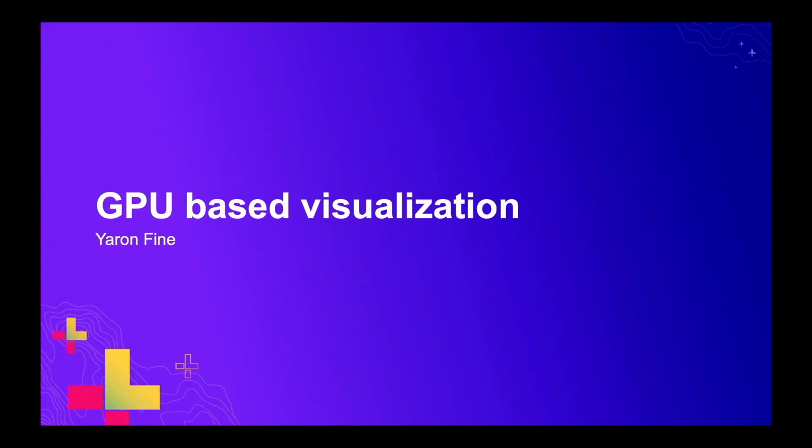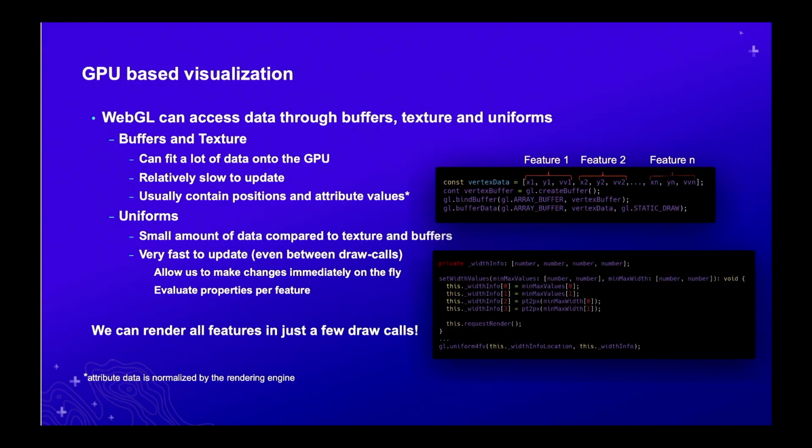All right, let's talk a little bit about GPU-based visualization. That's really the secret sauce for our API. So remember, I mentioned that the main data structures that will fit into WebGL are buffers, textures, and uniforms. Buffers and textures are great. You can fit a lot of data onto them. This is where we add the vertices, the positions, attribute data, and so on. The thing, though, is it takes time to process them, whether to upload them to the GPU or to modify the data inside these data structures.